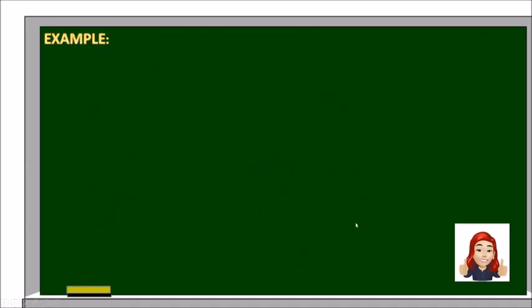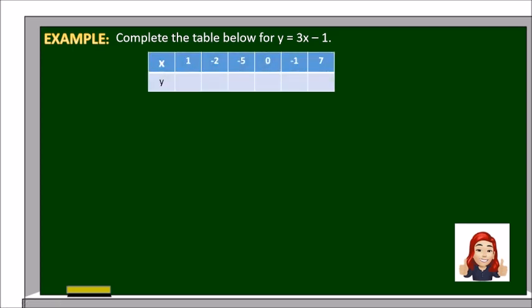Okay. Another example. Complete the table below for y = 3x - 1. So we have the table. What's the solution? y = 3x - 1. So this is our formula, and we substitute x to find the value of y. First is 1. So 3 times 1 minus 1 is 2.